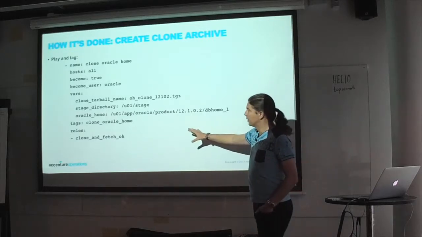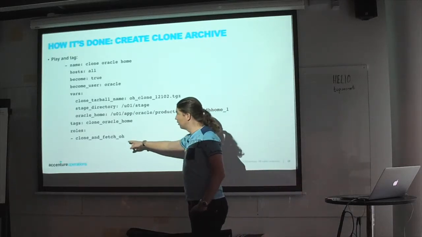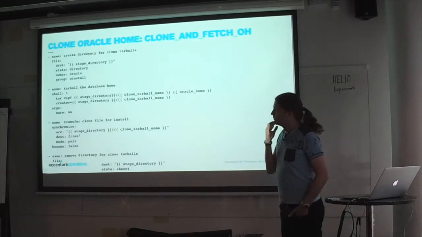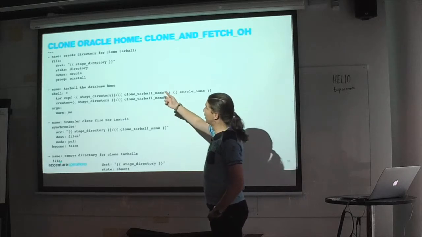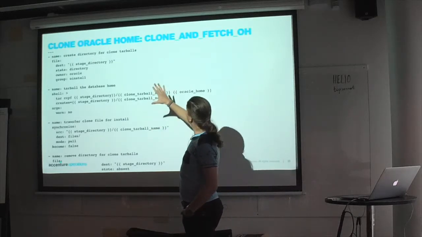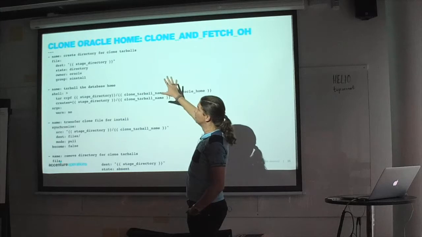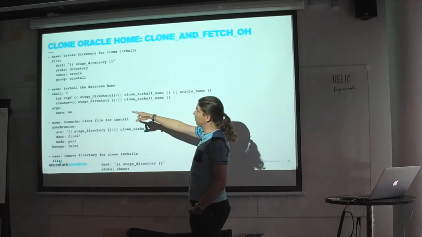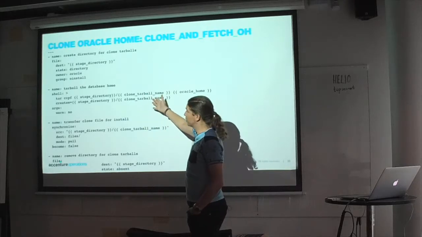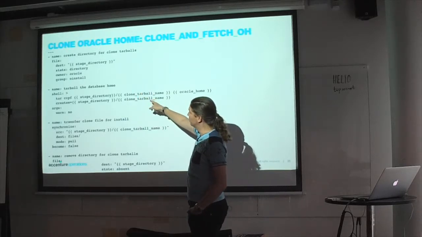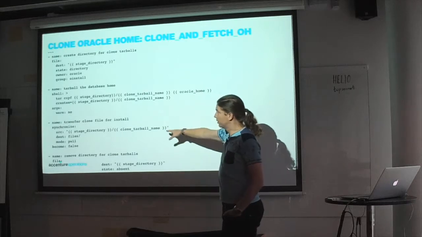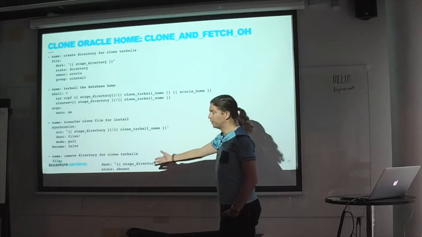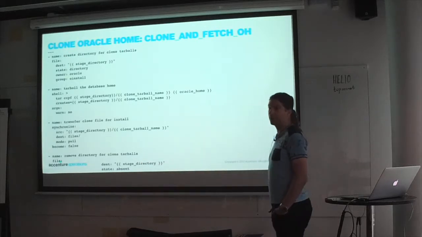This is the play, and I'm only using one role for doing it. How would it look? I create a directory. This is creating the clone of the home. I create a stage directory, and then I run a tar command to just tar up the database home, and then the synchronize command puts it in my local directory, and then I remove the directory. This is how you create a clone.